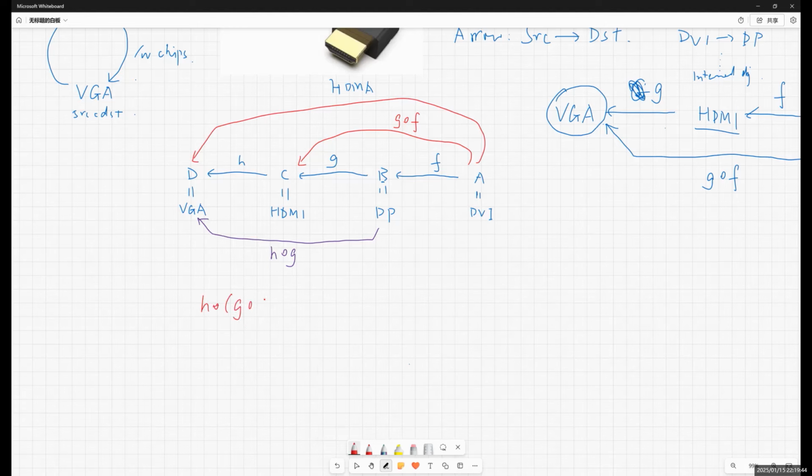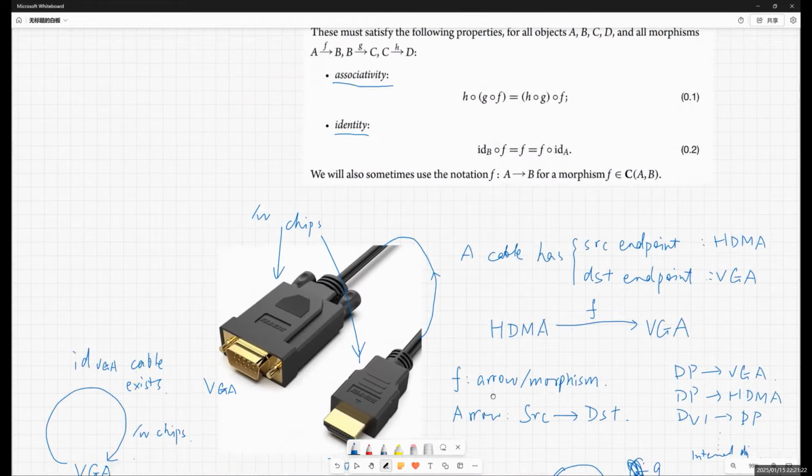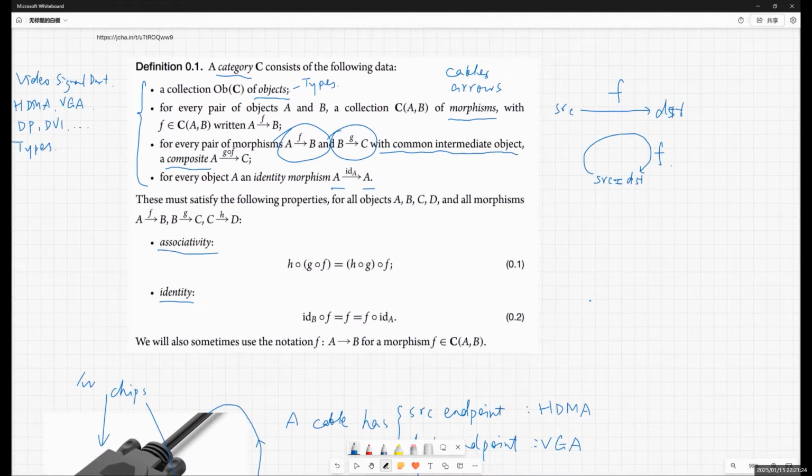Of different paths, we cannot distinguish which path the real signal goes. It's undistinguishable. So it is required that the composition has the same effect, so they are equal. And go back to the definition. It's here.